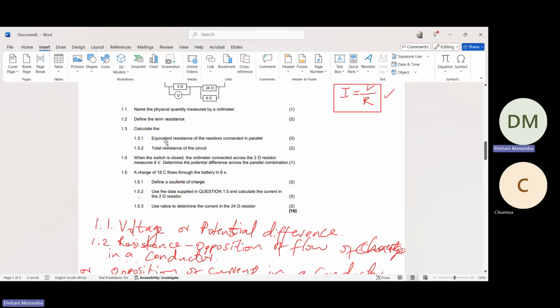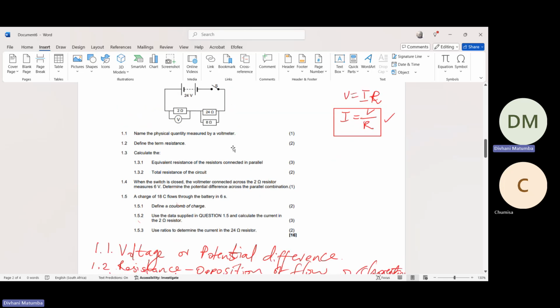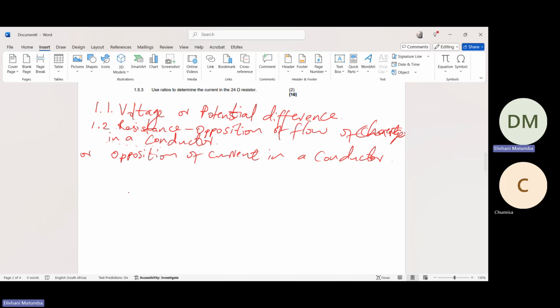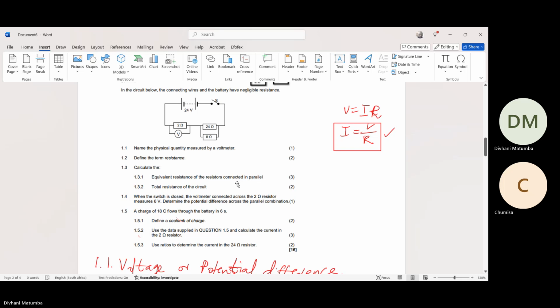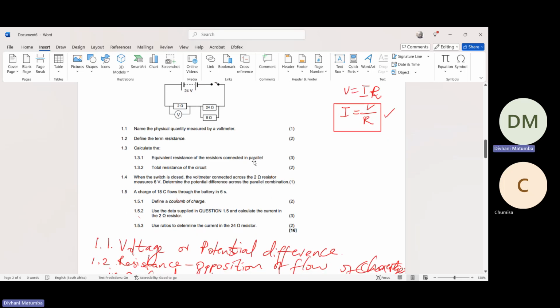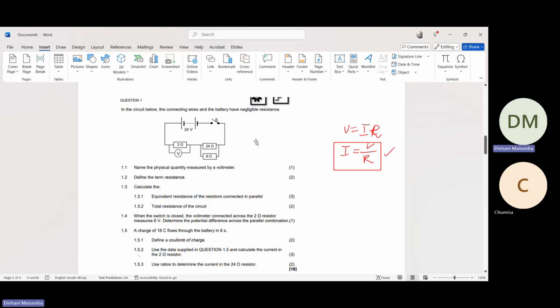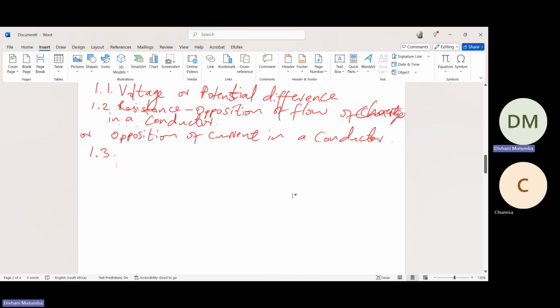Okay. Now, calculate the equivalent resistance of the resistors connected in parallel. There we go. Which formula should I use? Equivalent resistance of the parallel resistors. Remember from last week, I said you need to ensure that you eliminate all the parallel connections, right? Yes, sir. By finding an equivalent resistance. How do we find the equivalent resistance of two parallel resistors?